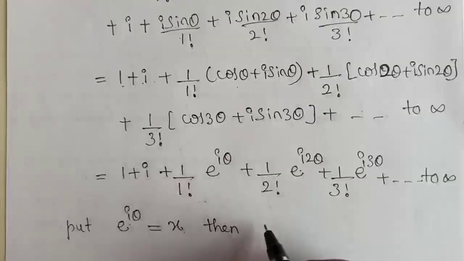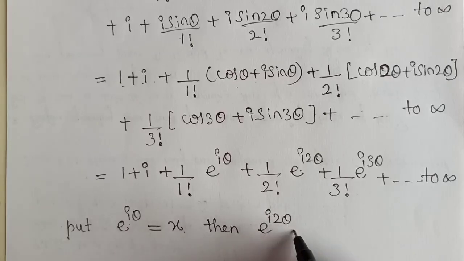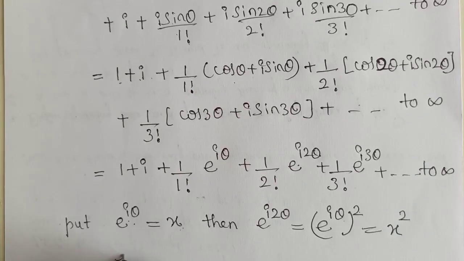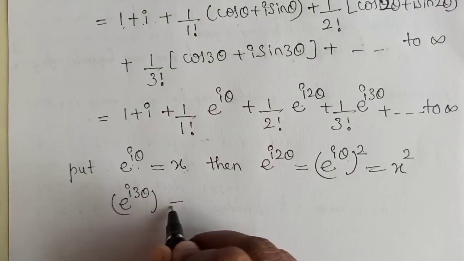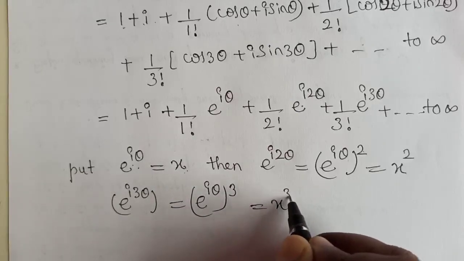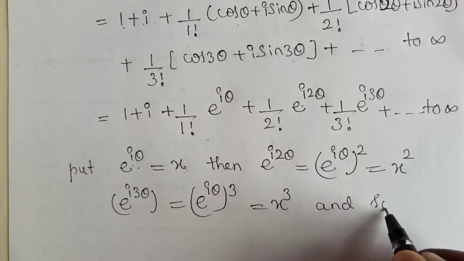this e raised to i 2 theta can be written as e raised to i theta whole power 2. We have taken x equals e raised to i theta, so we can substitute x and its square. Similarly, in place of e raised to i 3 theta, we can write it as e raised to i theta cubed, which equals x cubed, and so on.